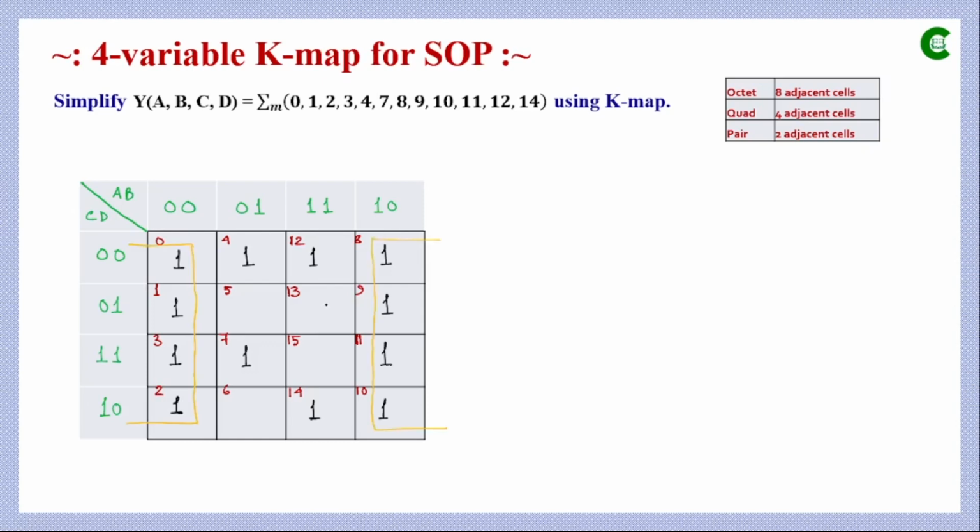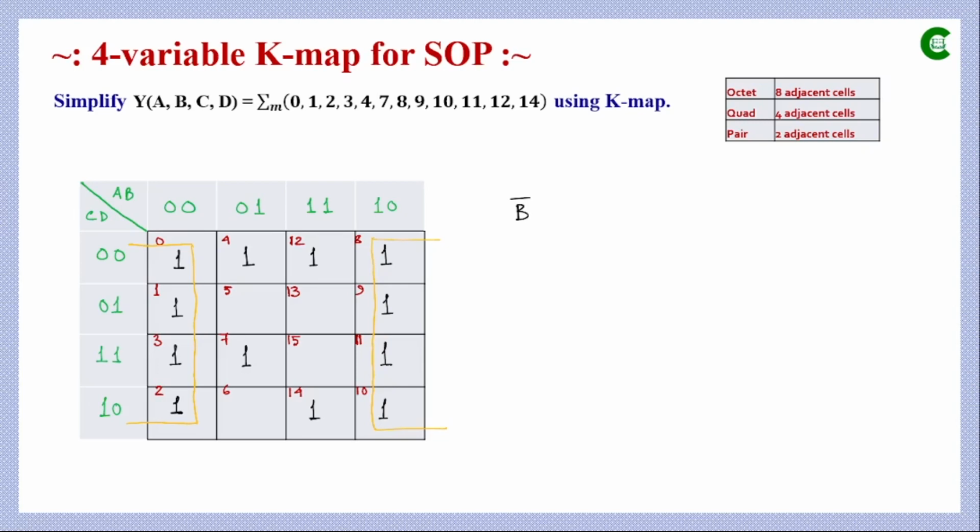And when we evaluate for simplification, as we can see, A is changing value from 0 to 1, B remains same and that value is 0. So it will be B complement, A will be eliminated. Between these two cells, D is changing value, so D will be eliminated. C is changing value, so C will also be eliminated. So the only variable that will be there in the modified term from that octet will be B complement.